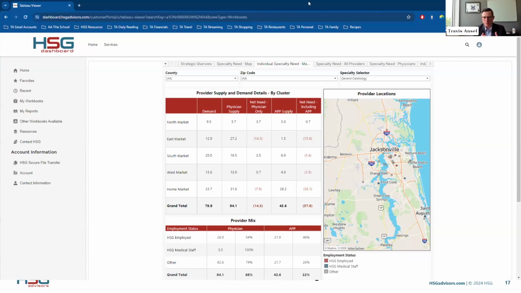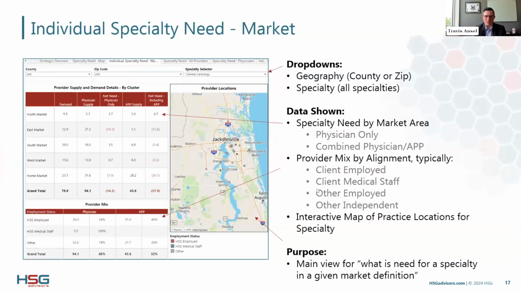So overall, this is the table I personally find myself utilizing the most. When I think about trying to get into the dynamics of a different specialty, it's the one that allows us to go the most granularly. And really just gives us that snapshot of what's going on with that specialty in the market definition that I'm interested in.